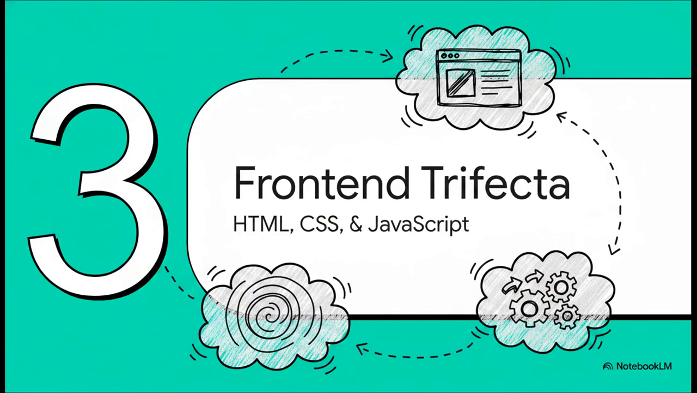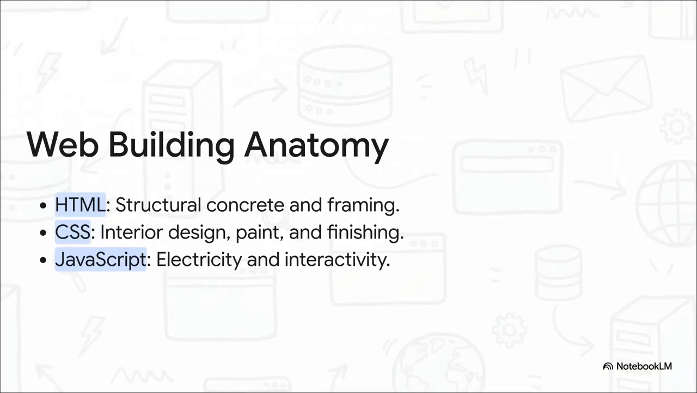Moving on to Section 3, the core front-end trifecta. So how exactly do we build these robust dynamic experiences? Let's take a look. If we go back to considering web development as constructing a modern high-rise, these three technologies are your primary building materials. First, you have HTML, or Hypertext Markup Language, which provides your structural foundation. It dictates exactly where the walls and floors go.